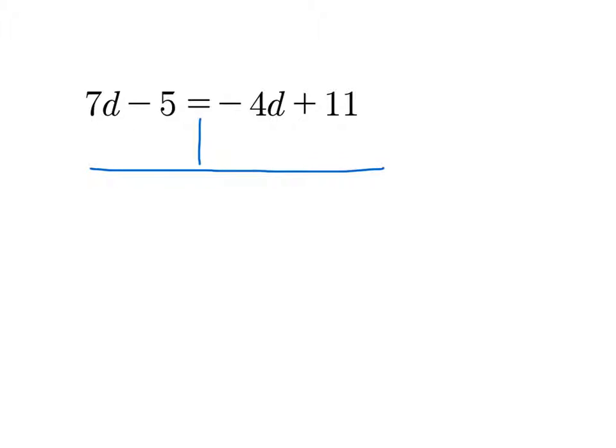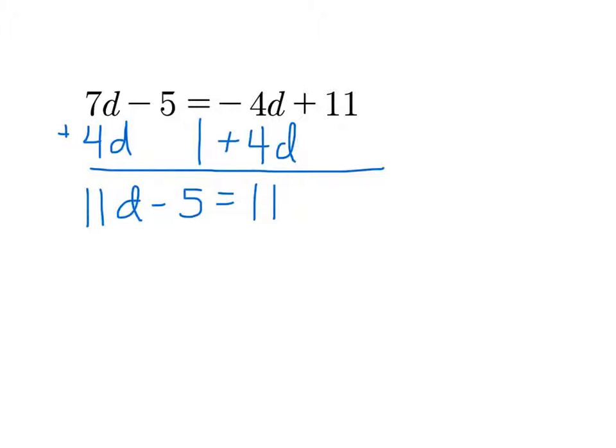So what we're going to do is, just like we can add and subtract numbers, like I could add 5 or I could subtract 11, you can do the same thing with variables. So we're going to add 4d to both sides of this equation. Adding 4d gives me 11d minus 5 equals 11.